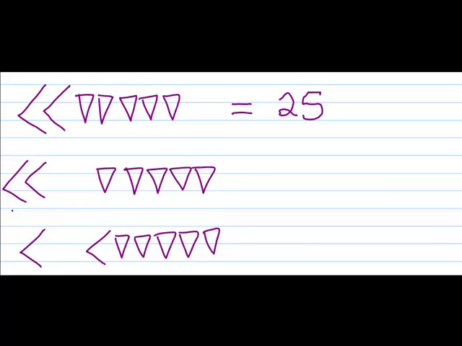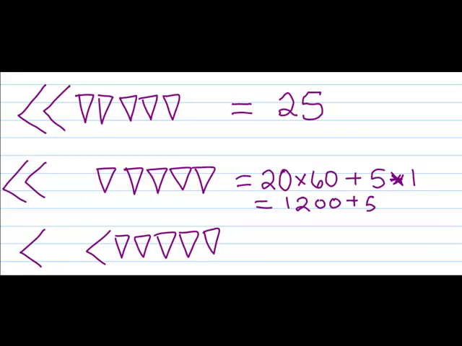Here on the second one we have 2 10s and a space and 5 1s, and so those 2 10s make 20, but they're in the 60s place. And then we have 5 1s, 5 times 1, so that's 1200 plus 5, or 1205.